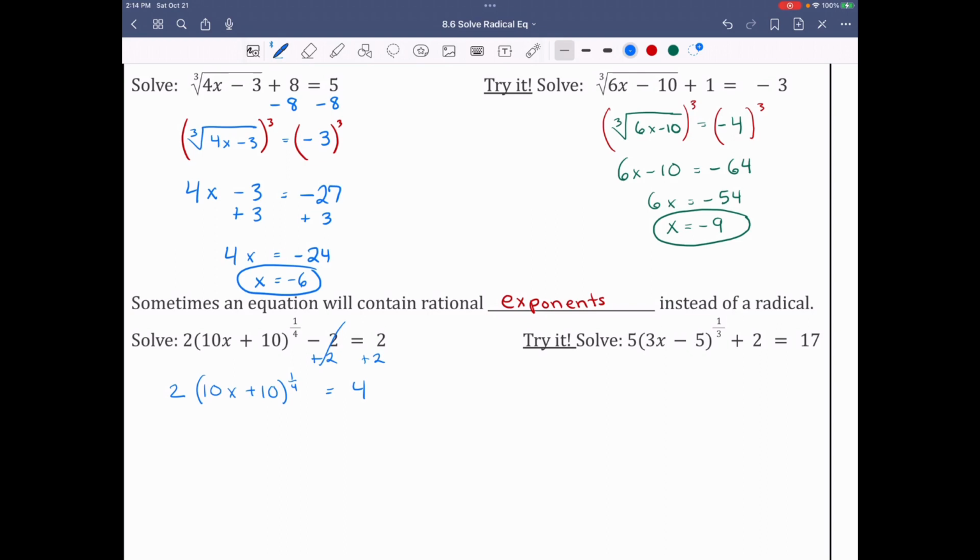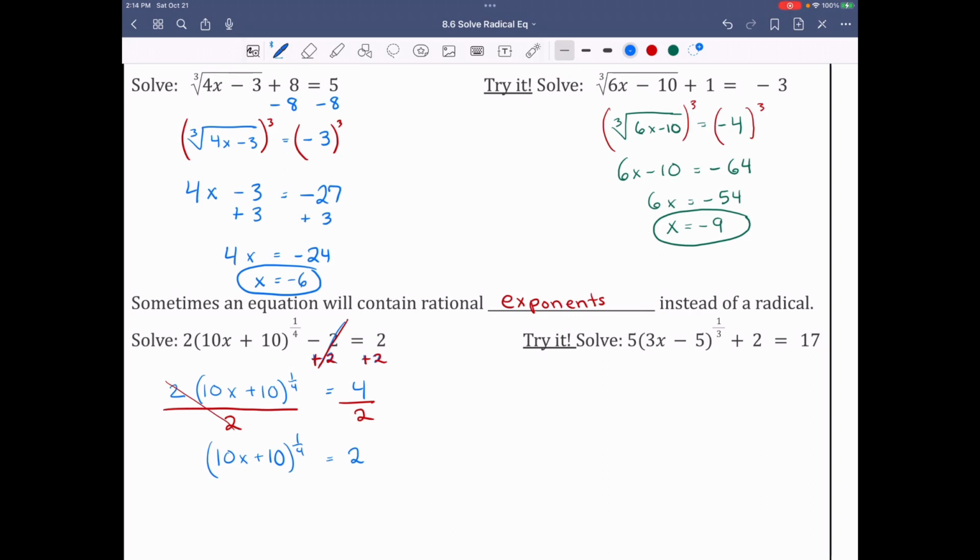Okay. Divide by 2. I think it's really important that you show each step. So I should put what I'm doing in red. So now I'm going to divide by 2 so that this 2 cancels. And then we're left with 10x plus 10 to the 1/4 is equal to 2.